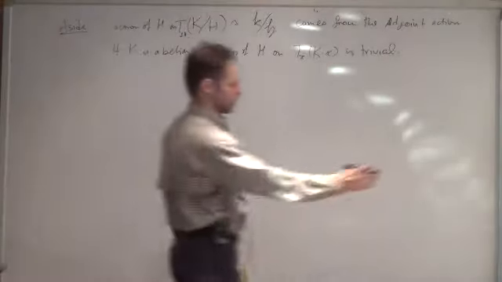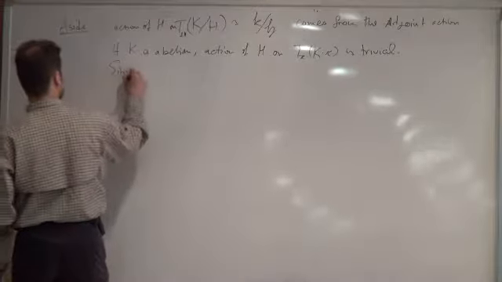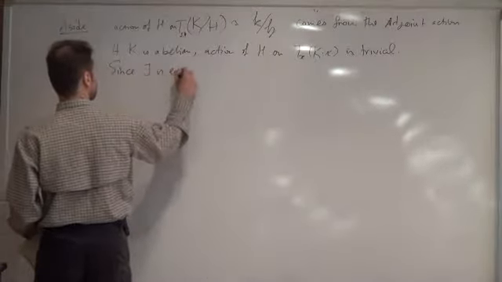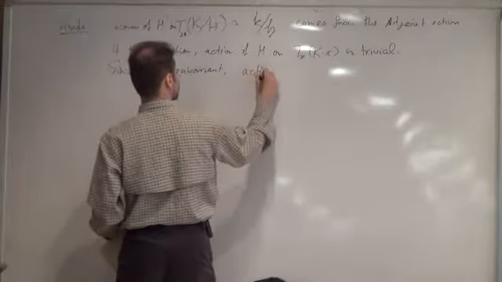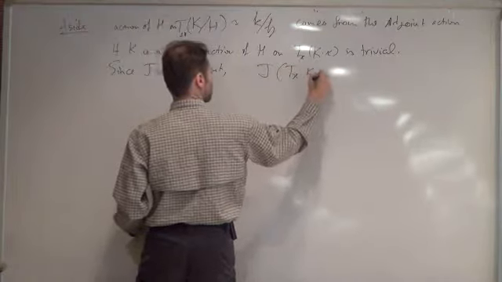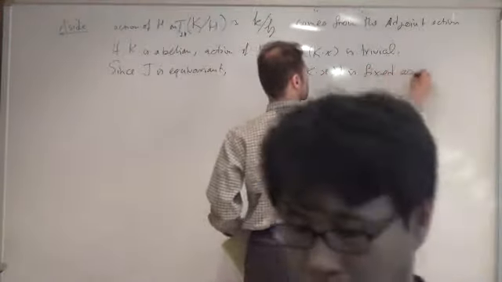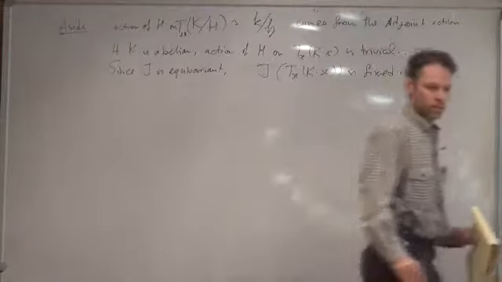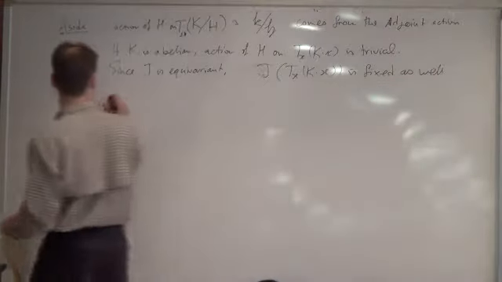Okay, so this is fixed. J is equivariant. Action J is fixed as well. Not much I can do.